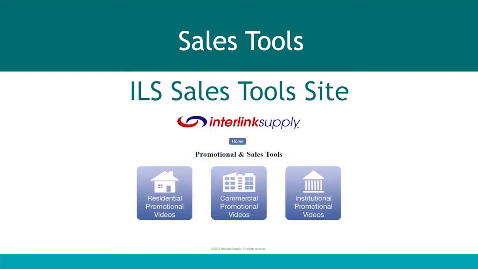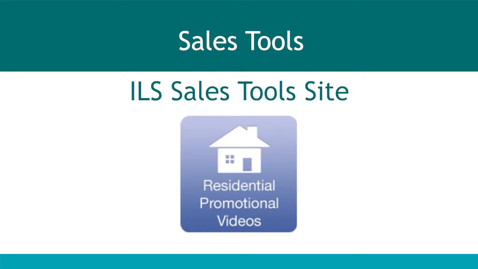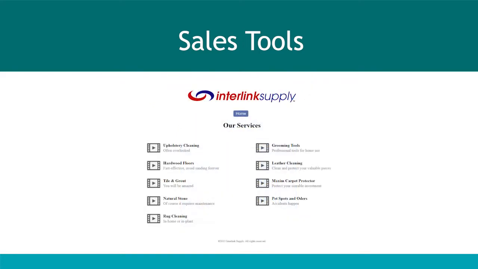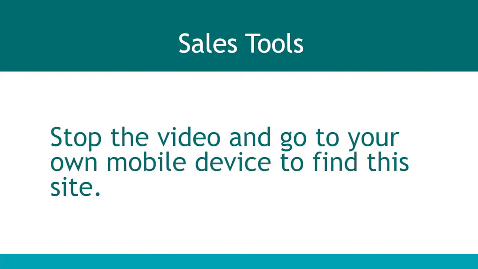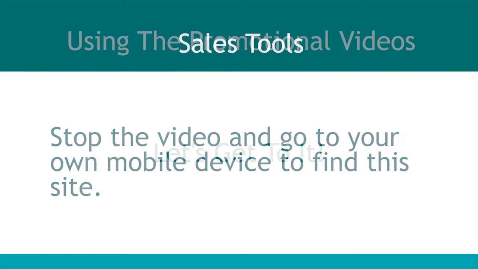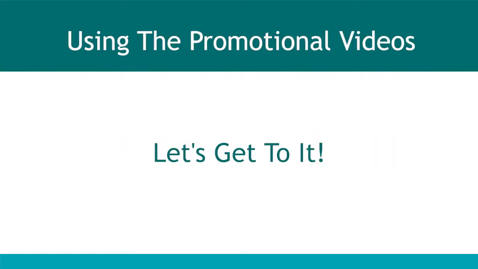Next, click the Residential Promotional Video. Now you're at the menu of the residential video commercials that you can show your customers. Pretty easy, right? If you're viewing this video on an actual DVD, and you have your own mobile device or tablet with you, stop the video and follow the instructions to bring up the actual site on interlinksupply.com. If you're already viewing this video on the internet, you're already there. The point of this exercise is to practice accessing this site quickly so you can use it in the homes of your customers.